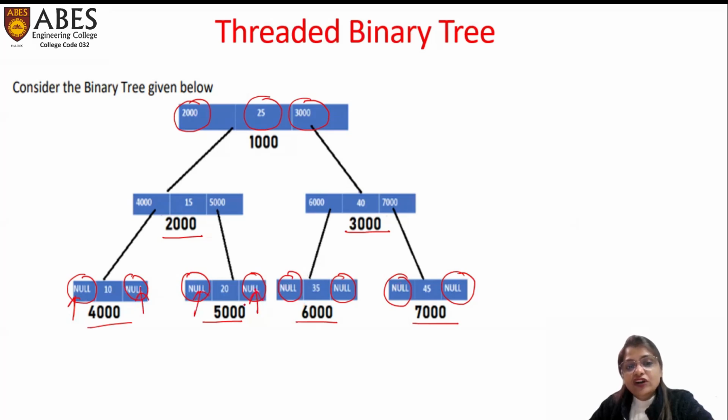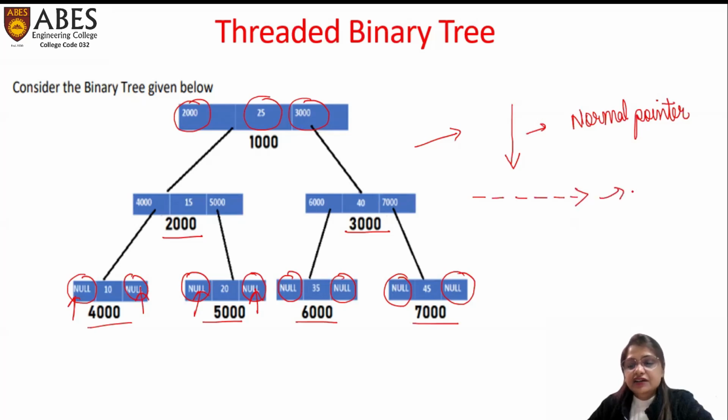which is a thread. For distinguishing between a normal pointer and a thread, there is a particular representation. If we are using a pointer like this, then it is a normal pointer, meaning there is a normal left or right child as per our linked representation. But if we are using a dotted pointer like this, then it tells us the concept of a thread. It is a thread pointer, which will make the traversal process efficient.